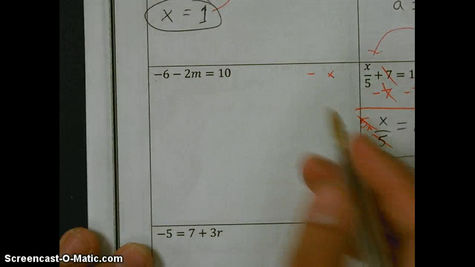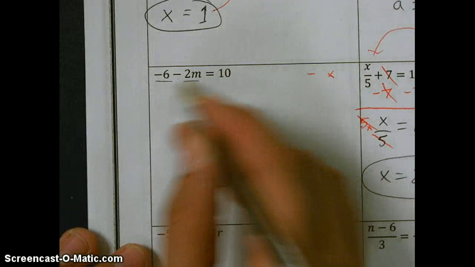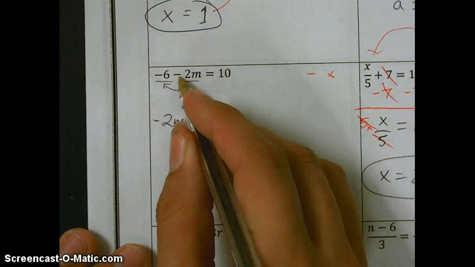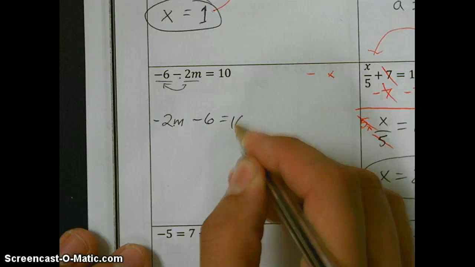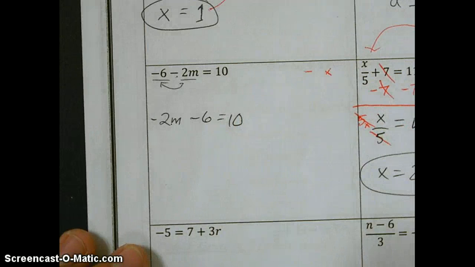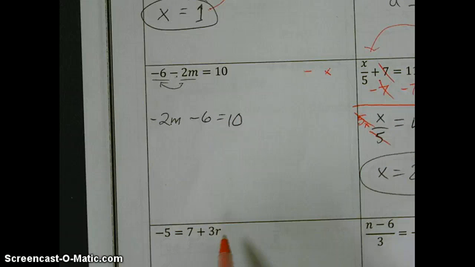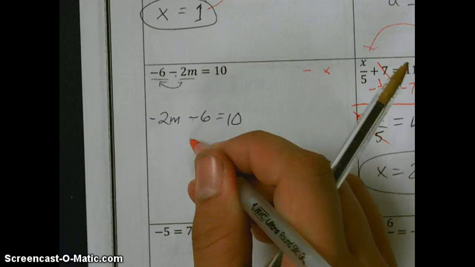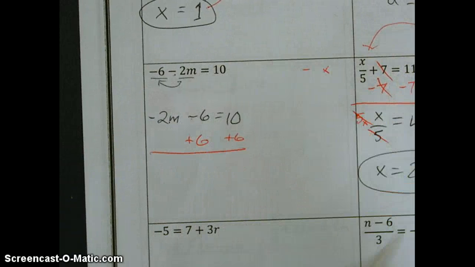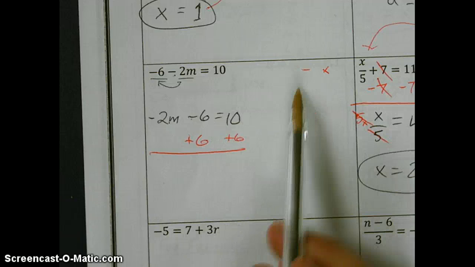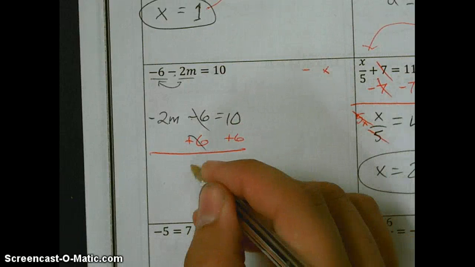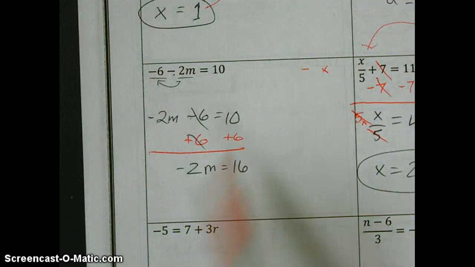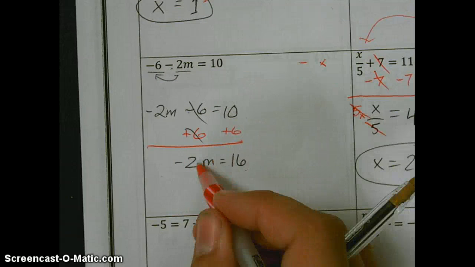Here's what I would do first. The very first thing I would do is switch the order of these two terms. Switch them. So let's make it 2m, and there's a negative in front, minus 6. That way the letter comes first. And I like doing the variable first, putting it first. Because now we see, oh, we're subtracting 6. That would have been hard to tell at first, right? So we add 6 to both sides. Remember, we're undoing addition, subtraction first. Those cancel. We have negative 2m left equals 16. 10 plus 6, right?